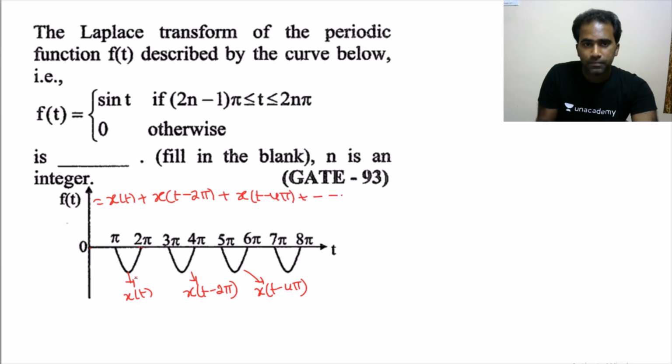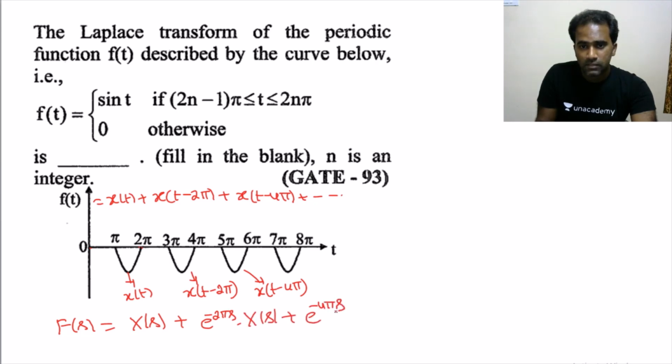and so on. So f of s, if you take Laplace transform, it will be x of s plus e power minus 2 pi s into x of s plus e power minus 4 pi s into x of s, and so on, which is equal to x of s into, the remaining term is looking like a sum of infinite GP, which is 1 by 1 minus e power minus 2 pi s. So yeah, we got the answer almost, but not exactly.